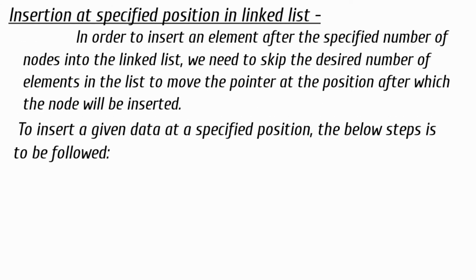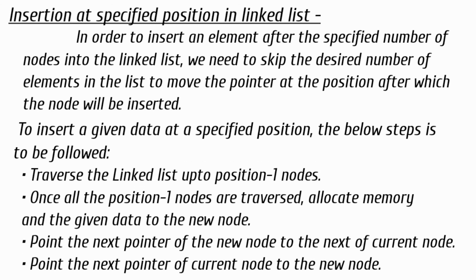To insert given data at a specified position, the below steps are to be followed. Traverse the linked list up to position minus 1 nodes. Once all the position minus 1 nodes are traversed, allocate memory and assign the given data to the new node. Point the next pointer of the new node to the next of the current node. Point the next pointer of the current node to the new node.